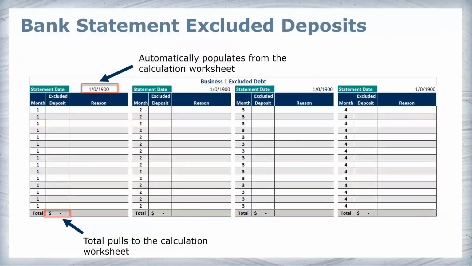the calculation worksheet. So you'll see here that the date automatically populates straight up there, and then the total pulls to the calculation worksheet. So you don't have to worry about going back and forth for anything. It'll automatically do that for you.